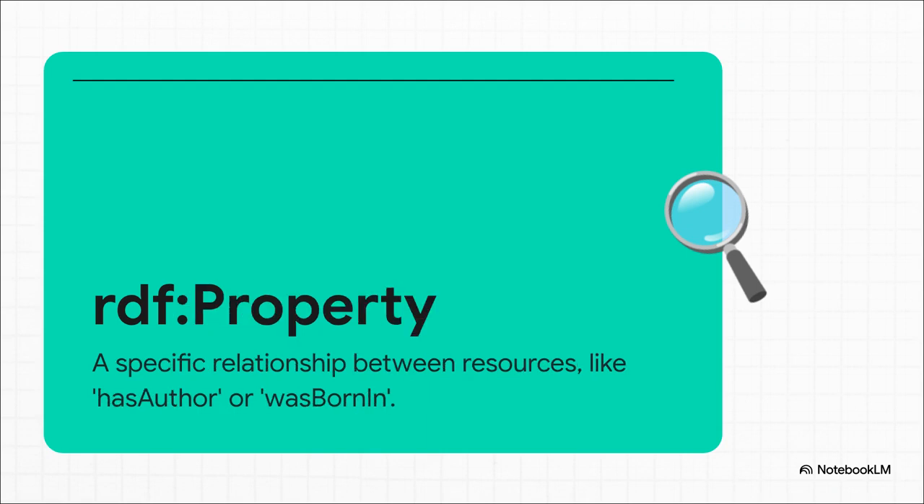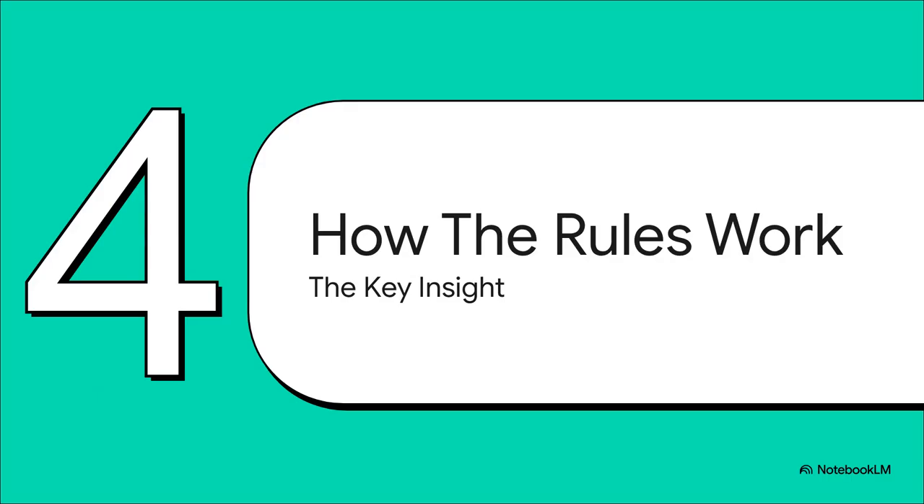And a property, that defines the relationship itself. It's the was painted by part of our statement. We can create these super specific properties like has author or was born in to describe exactly how two things are connected. All right, Section 4, how the rules actually work.